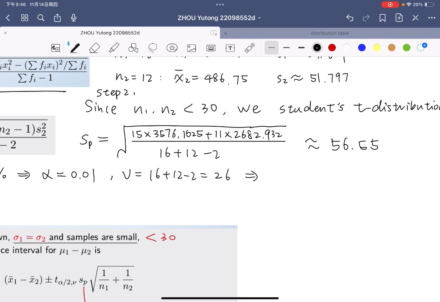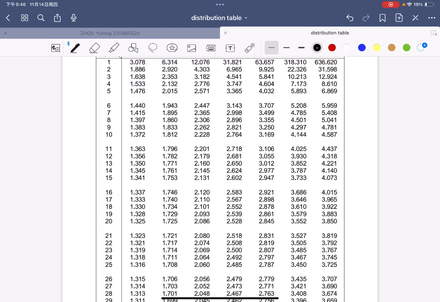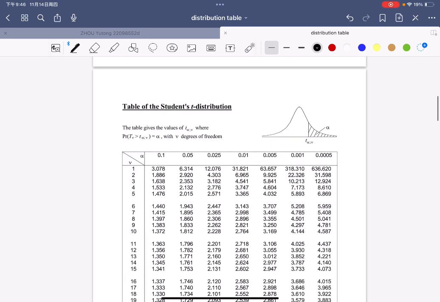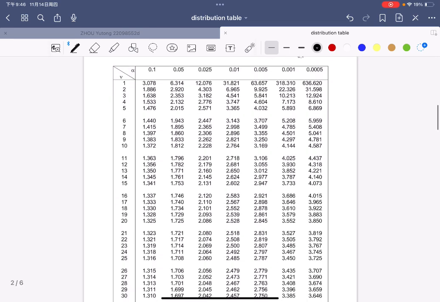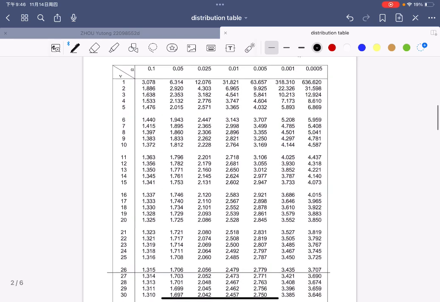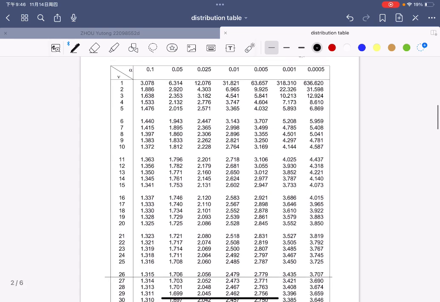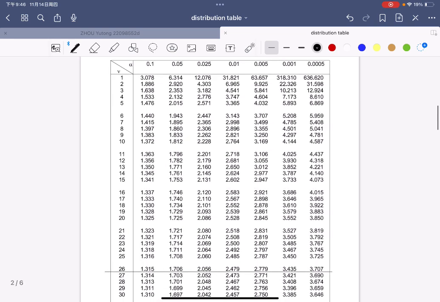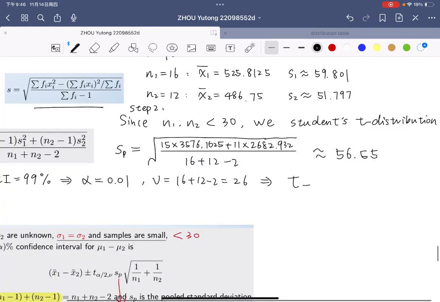So we're now going to check the student t distribution table. For this table, in the row 26 and column half of alpha, that is 0.005, we get the t value to be 2.779.